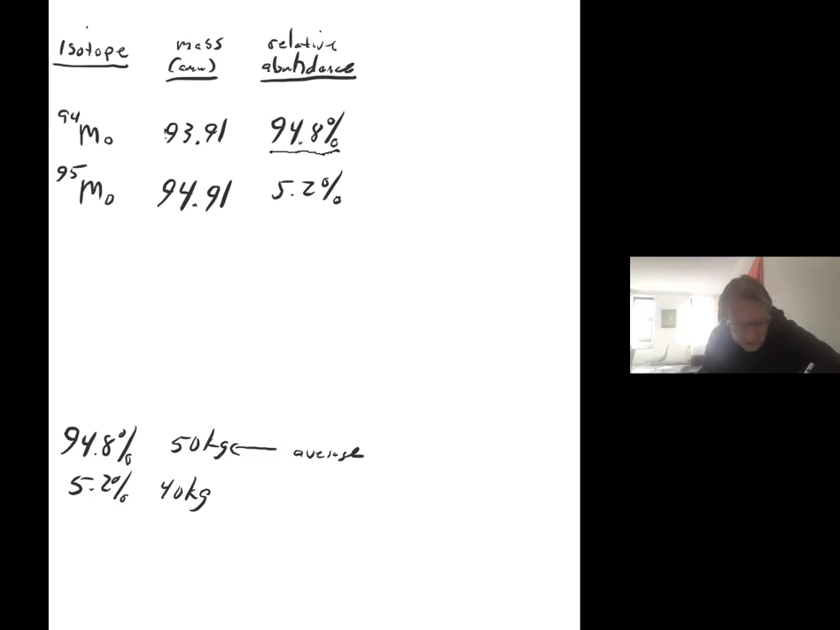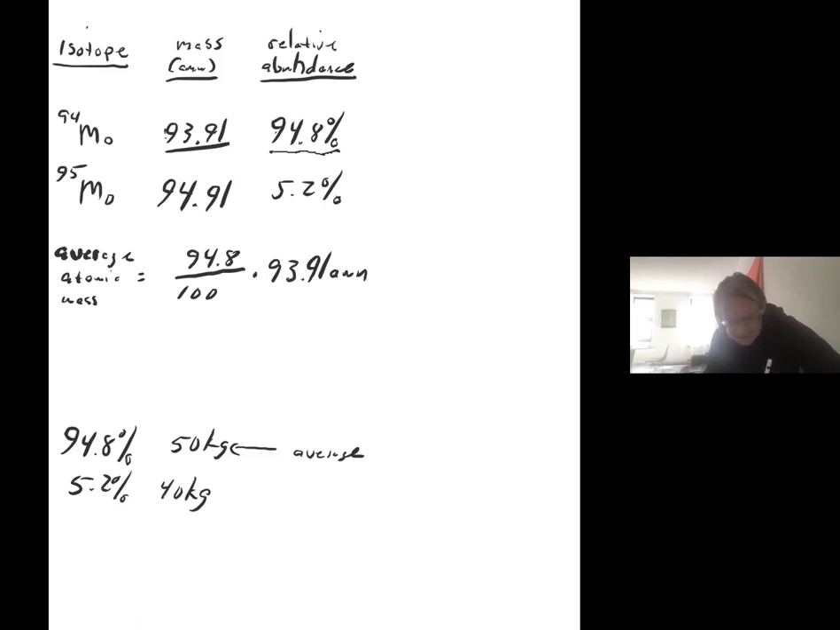So again, all you do is, it's called the average atomic mass. You take the first one, it doesn't matter which order you go in, but you take the first one, 94.8 out of 100. That's what a percentage is. It's a number out of 100 times the atomic mass.